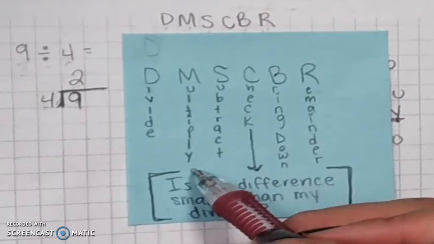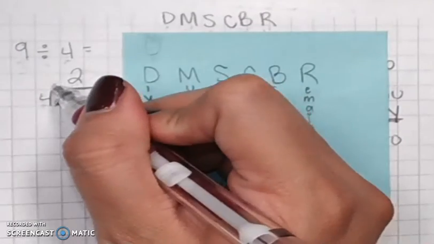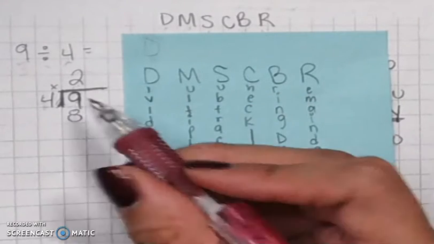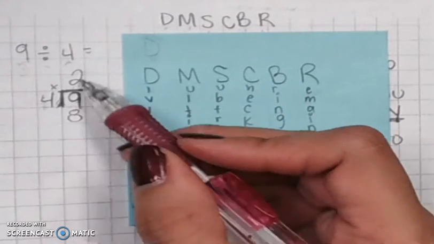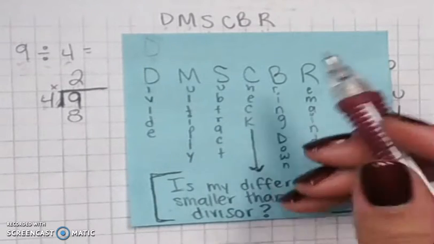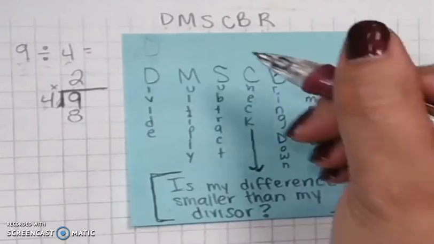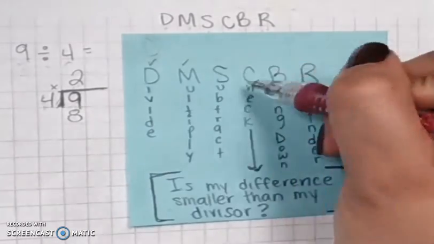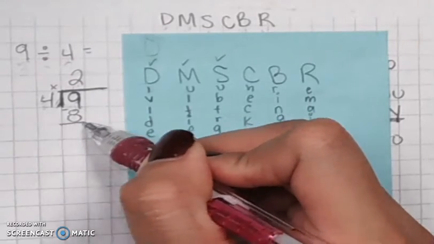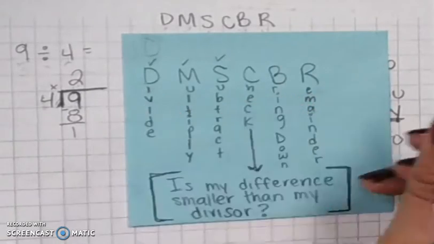Then I'm going to multiply. 2 times 4 is 8. And I'm going to write my answer to my multiplication problem down here under my dividend. After I've multiplied, I'm going to subtract. 9 minus 8 is 1.